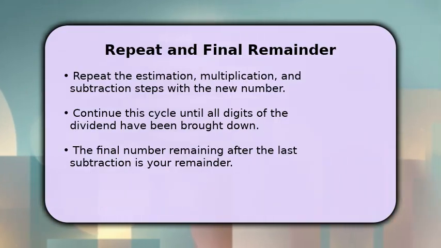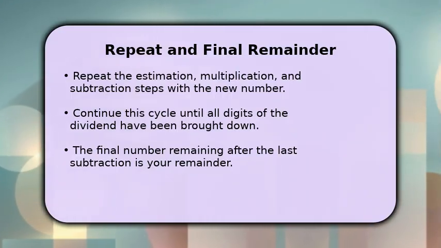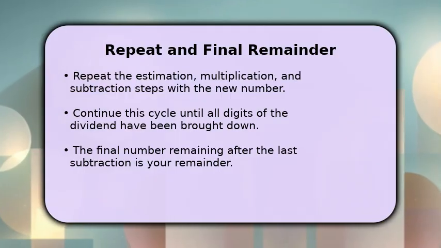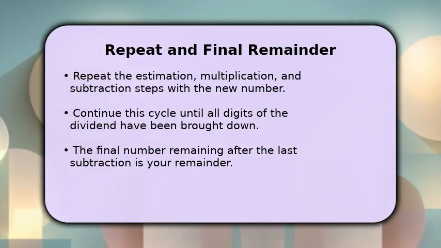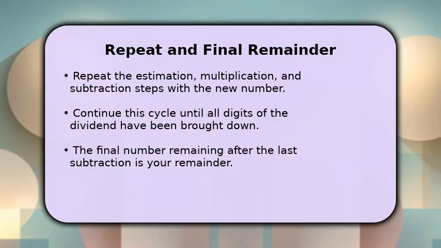Once there are no more digits to bring down, the number left after your final subtraction is your remainder. If the remainder is 0, the division is exact. Always double-check your work for accuracy, especially with larger numbers.